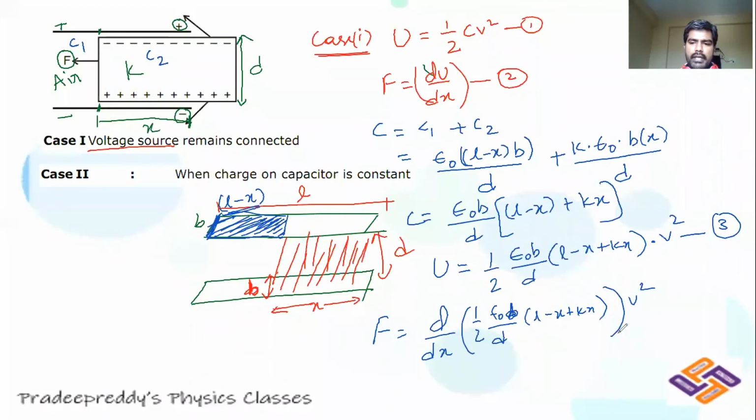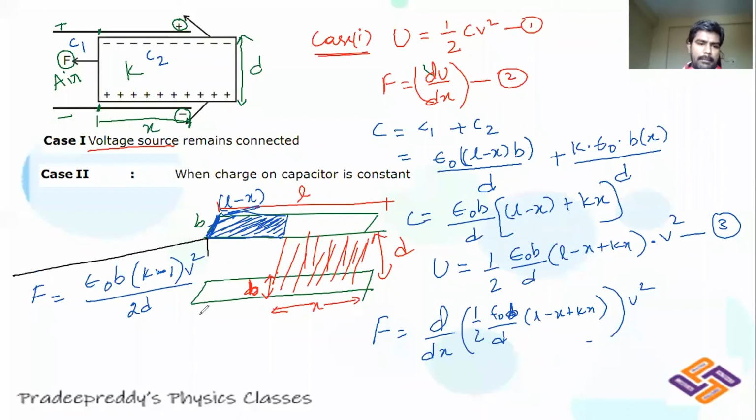Differentiating that with respect to X, you will be getting the final expression as F is equal to epsilon naught B into K minus 1 into V square divided by 2 into D. This is the final expression for force acting on the dielectric slab. The integration and differentiation part is left to you. You should differentiate this total, and finally you will get epsilon naught B into K minus 1 V square divided by 2D.